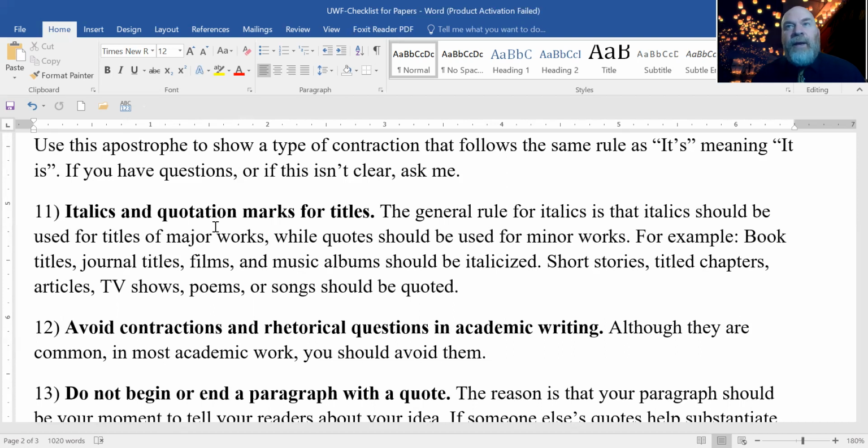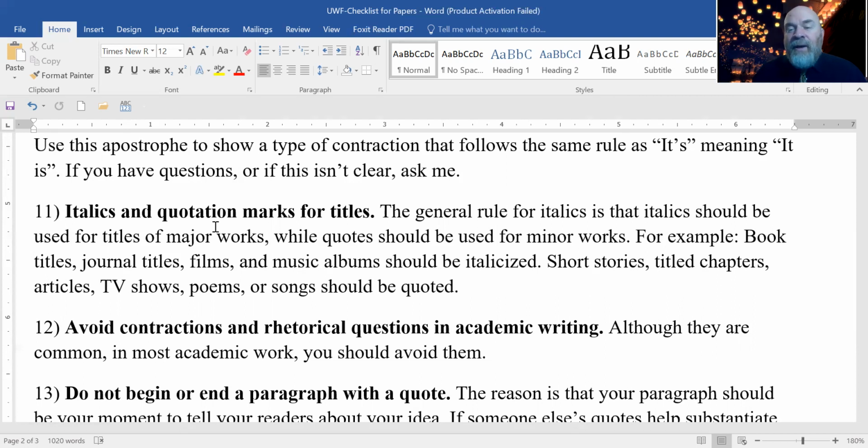So for instance, if we're thinking of a Langston Hughes book, there's a Langston Hughes book called The Collected Short Stories of Langston Hughes. The book, The Collected Short Stories of Langston Hughes, would be in italics because that's the title of the book. His short story, "Breakfast in Virginia," would be in quotation marks. So the major work is Collected Stories of Langston Hughes. That's in italics. And then the short story, "Breakfast in Virginia," is in quotations.